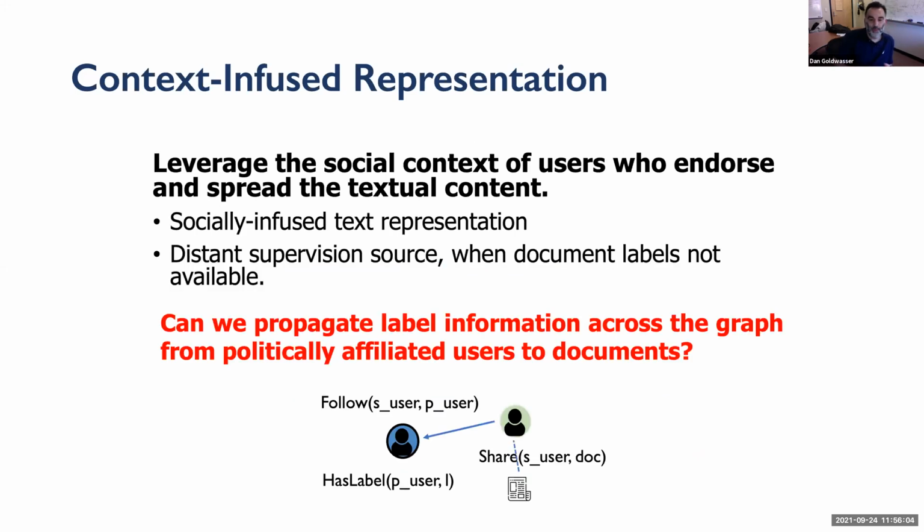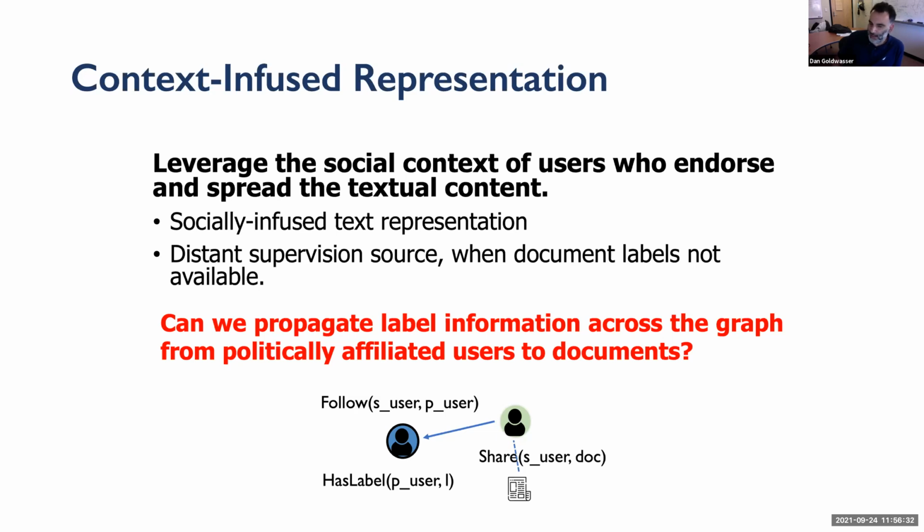Intuitively, what you would like to do here is to find a way to propagate information from the politician, like they're either left or right, back to the users that follow, and from that user down to the document. We would like to push this information over an embedding space such that when we're defining the classification problem, a lot of this information is somehow infused into the text.